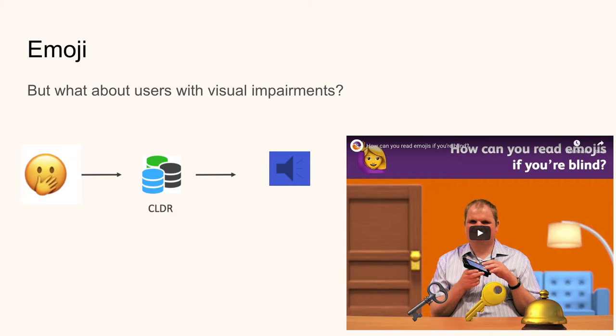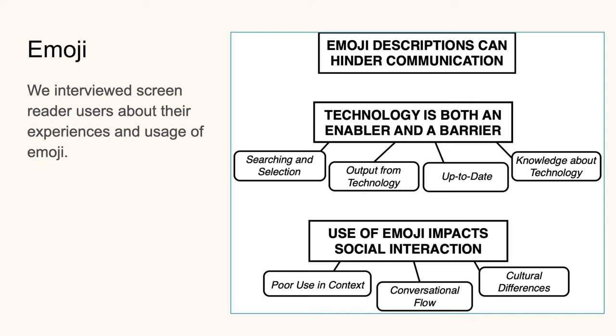So we interviewed, first of all, we had a survey, which gave us some sense of how people use emoji. That was our understanding phase. And then we interviewed screen reader users about their experience of emojis, so when they receive them and how they use them. And we came up with three categories. Emoji descriptions can hinder communication. Technology is both an enabler and a barrier. And the use of emoji impacts social interaction.